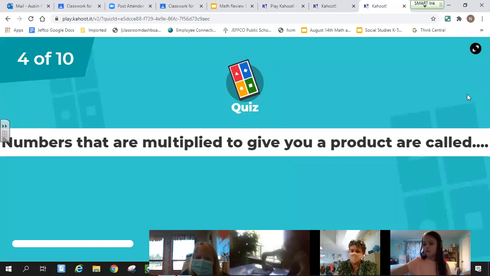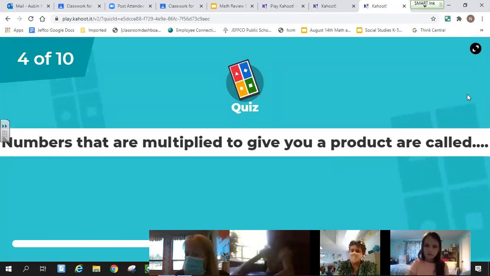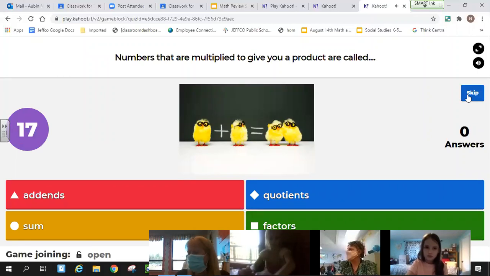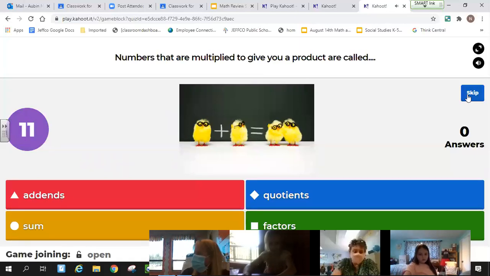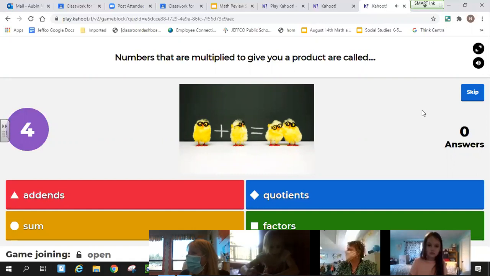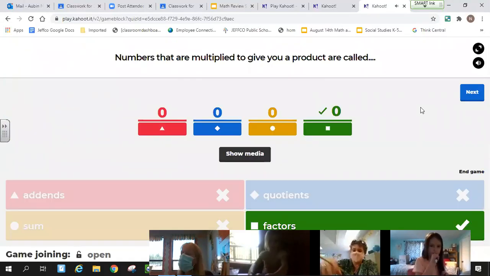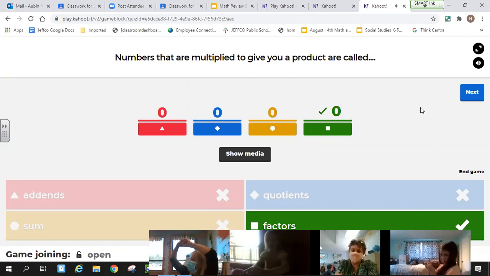All right, another one. Numbers that are multiplied to give you a product are called A for addends, Q for quotients, S for sum, or F for factors. Numbers you're multiplying together are called factors. Add-ins are numbers you add together. Think of how it sounds. Add-ins, add, right? But factors are the two numbers you multiply to get the answer.